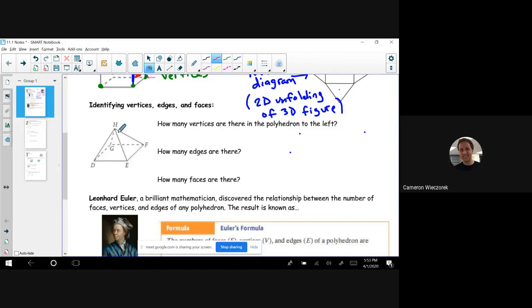That's just all the dots where the edges meet up. So I'm just going to count in red. 1, 2, 3, 4. I count 5 dots. So there are 5 vertices to that shape.